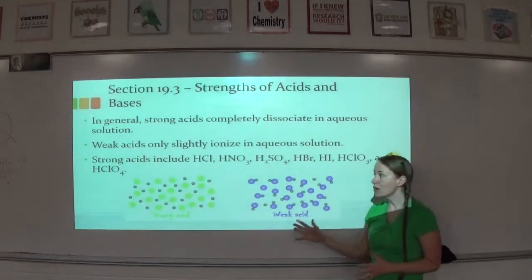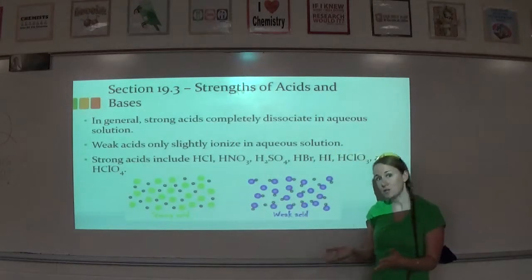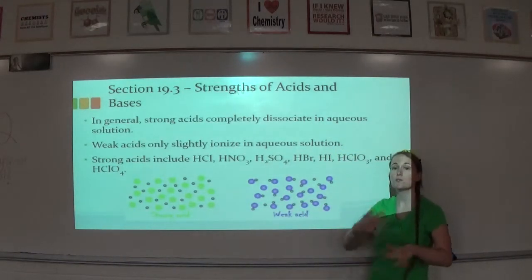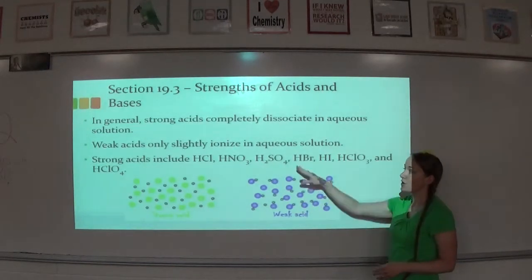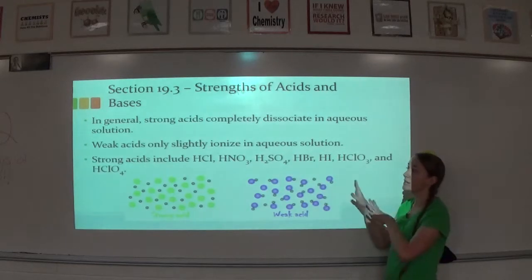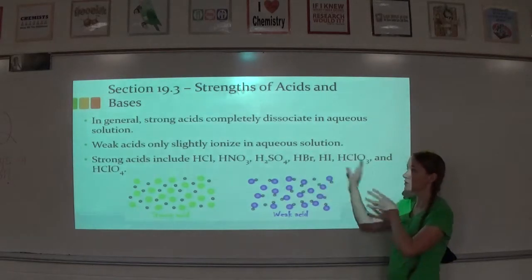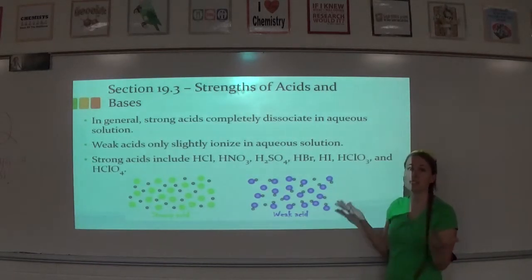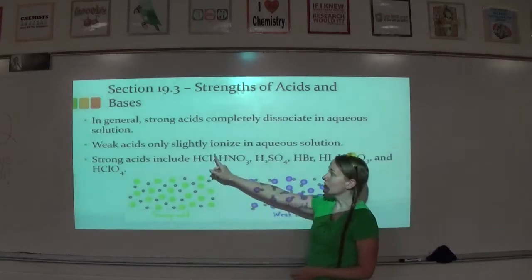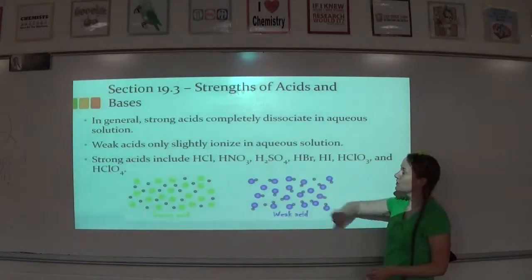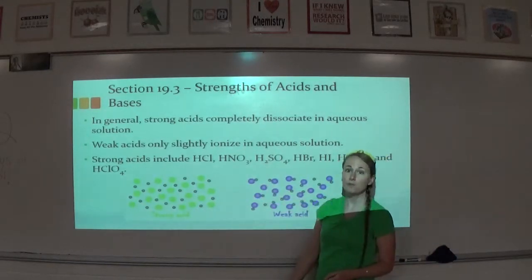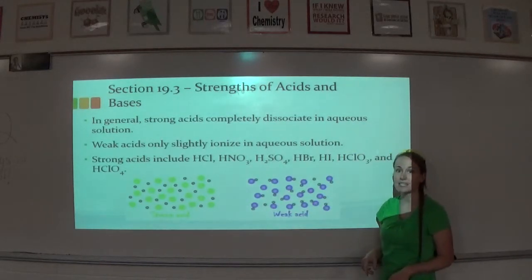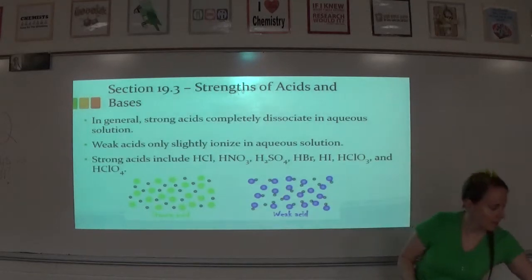Alright, so a strong acid would be a strong electrolyte because it can conduct electricity well because of all those ions that can move. Whereas a weak acid would be a weak electrolyte. The strong acids that you need to know, and you really need to memorize this list because these are the strong acids. If it's not on this list, it's a weak acid. So the strong acids are HCl, HNO3, H2SO4, HBr, HI, HClO3, and HClO4. Just make sure you learn that list so you know what's strong and what's weak.